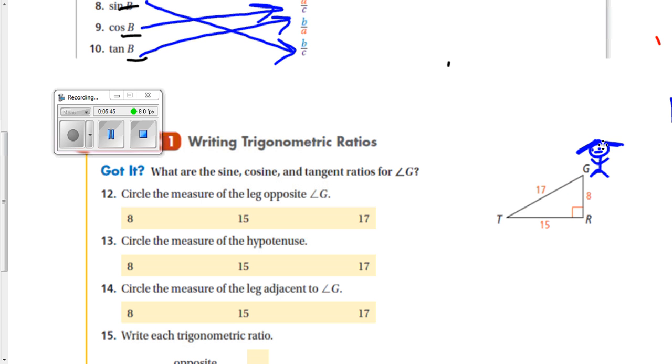So which one is opposite G? Well, it goes directly across from it. So this down here is my opposite. So that's going to be 15.